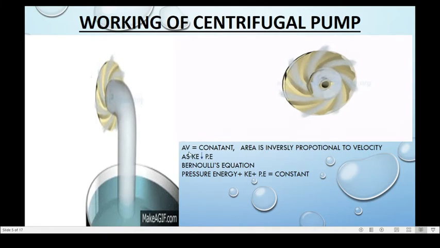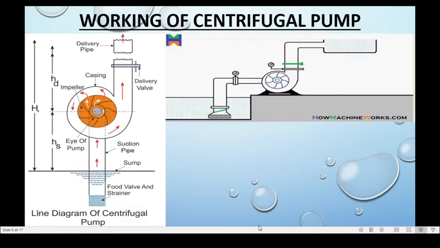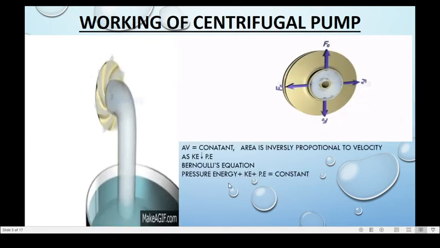So, as you know, the equation of continuity, area A into V equal to constant. That means area is inversely proportional to velocity. So, here in this figure, as we see, the area is increasing. So when the area is increasing, the velocity is decreasing, which is further decreased as the area of the centrifugal casing is also increasing. So further kinetic energy is decreasing because the area is increasing and the velocity is decreasing. So kinetic energy is decreasing and the pressure energy is increasing.